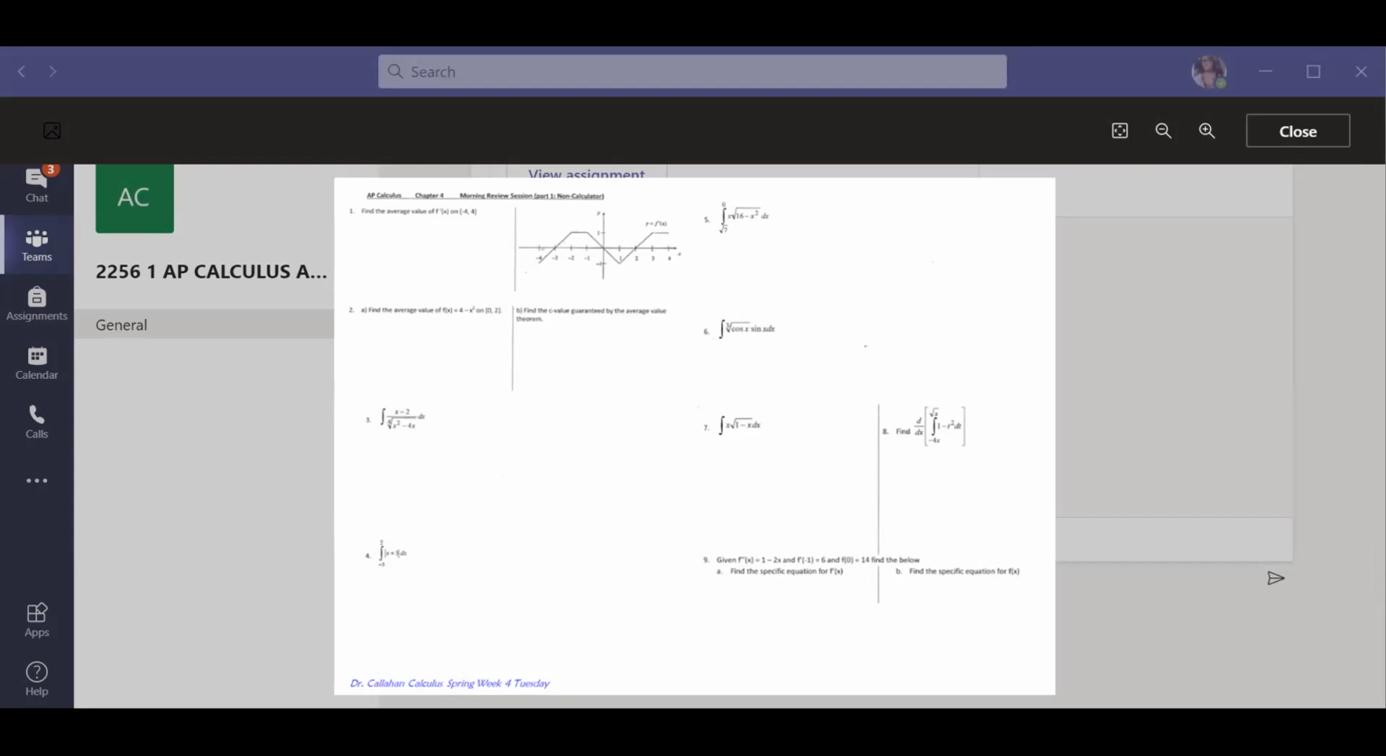And again, if you need a hard copy, please go to B1. There's a table sitting outside that has all of your assignments for the first 9 weeks. So just keep that in mind. Week 5, no, I need to go back to week 4. Week 4 Tuesday, perfect. All right, so we should be good to go.